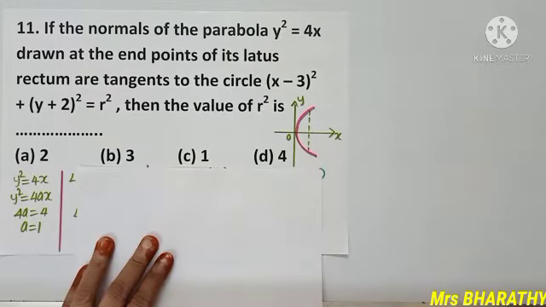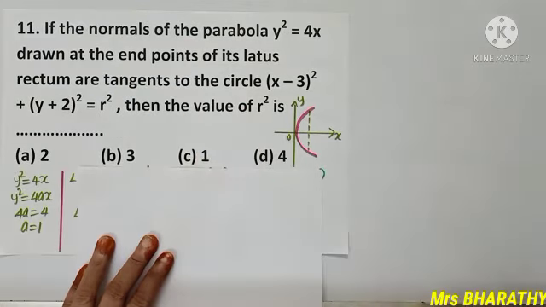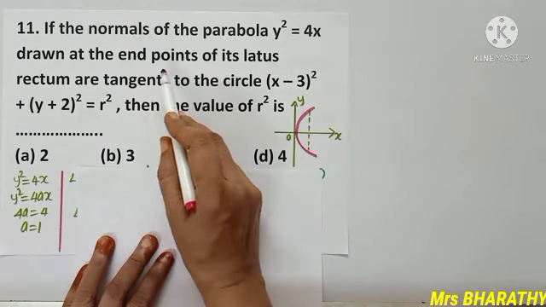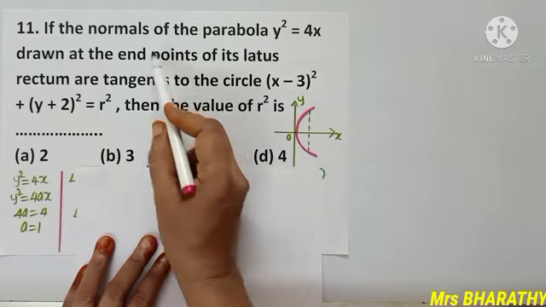Question number 11. If the normals to the parabola y square equals 4x. So we need to find the normals and then proceed with the other things. Normal is drawn where? At the end point of the latus rectum. So let us find out all these things first.